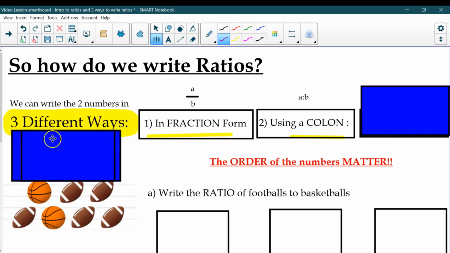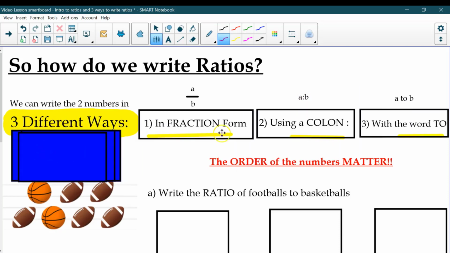Another way we can write those two numbers we're comparing is by separating the numbers with a colon. A colon is those 2 dots you see here. So we'd have the first number and then the colon and then the second number that we're comparing. The third way is really how we say it. It's using the word to. So instead of using the colon to separate the two numbers, we're now going to use the word to. So we'd write the first number, then write the word to, and then the second number.